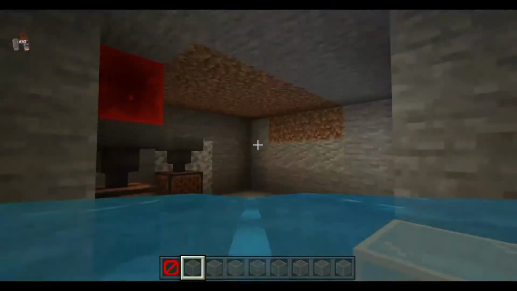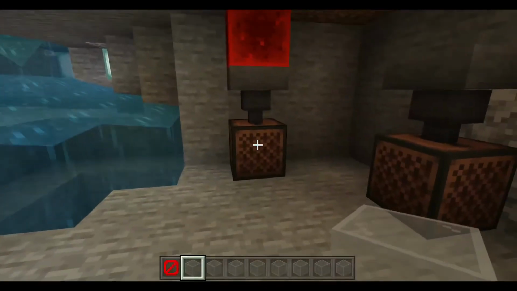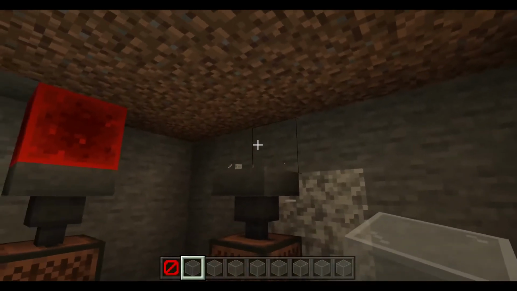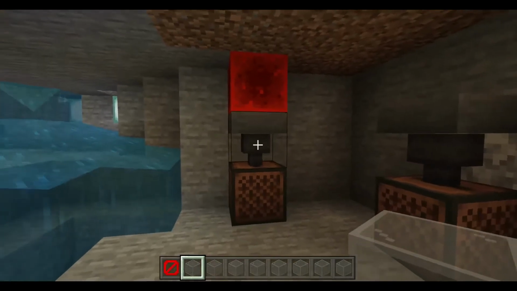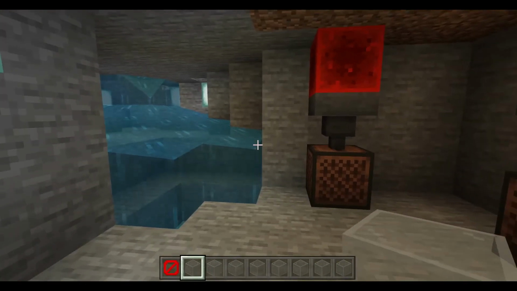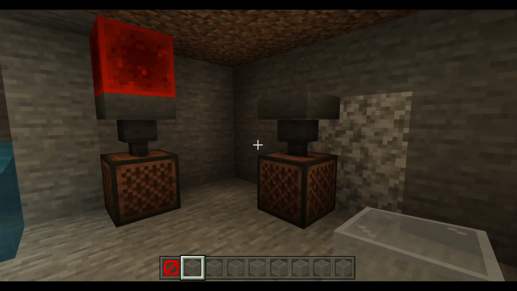So down in here is where it basically clones this, puts it right here, and then pops off the redstone block up there after a half second. And that's what makes the music start. And so that's basically it.